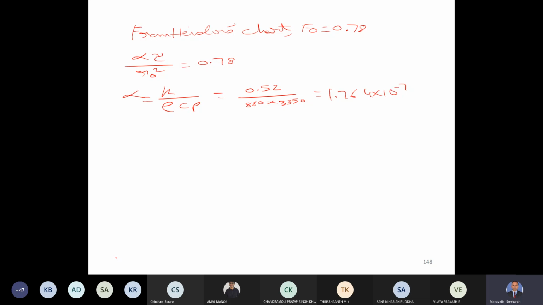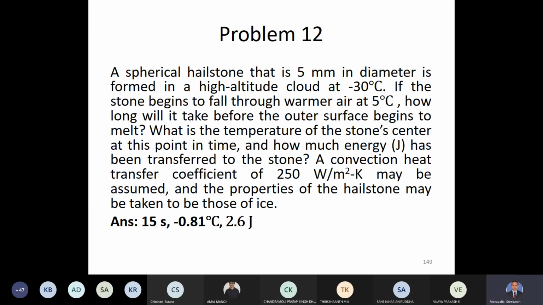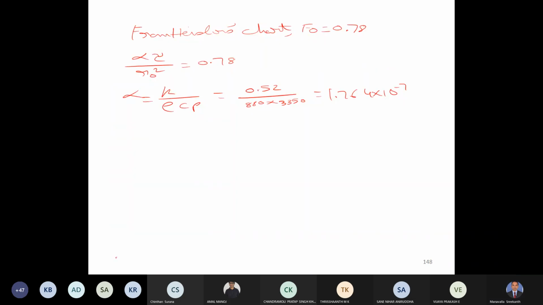What are the units of alpha? Thermal diffusivity. Units of alpha. It is meter square per second. So thermal diffusivity gives us an idea of how quickly the heat can penetrate. So much square meters it can cover in a second. That's the meaning of thermal diffusivity. So I'll use that here.